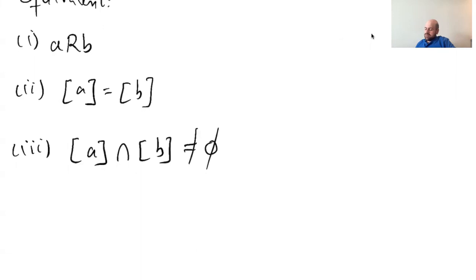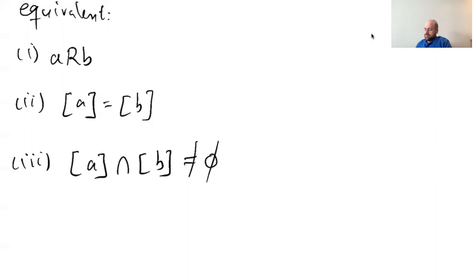So here we are saying that two equivalence classes are equal if and only if their intersection is non-empty. You could also say it in the form that two equivalence classes are different if and only if their intersection is the empty set. Okay, so let's see how we can prove this.